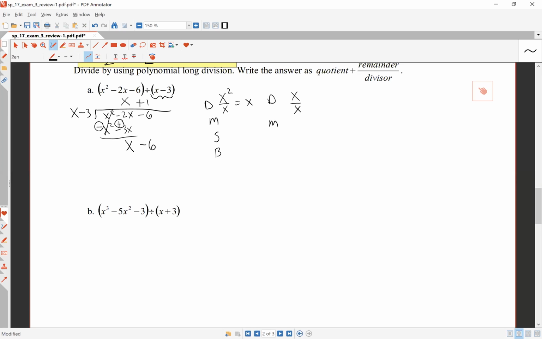And now we multiply. 1 times x minus 3 is x minus 3. Now we subtract by changing the signs. Negative 6 plus 3 is negative 3. And now there's no more to bring down, so we write the answer as quotient, which is on top there, x plus 1, plus the remainder of negative 3 over the divisor of x minus 3.